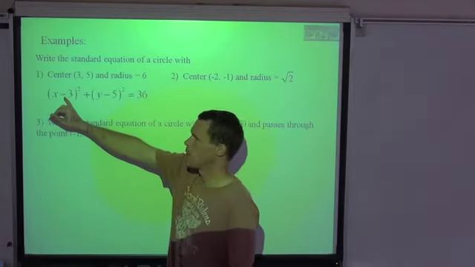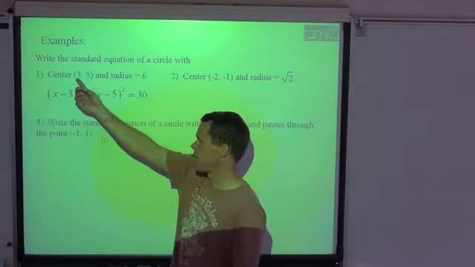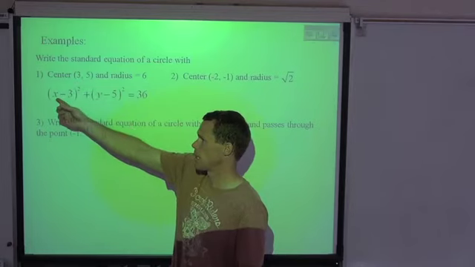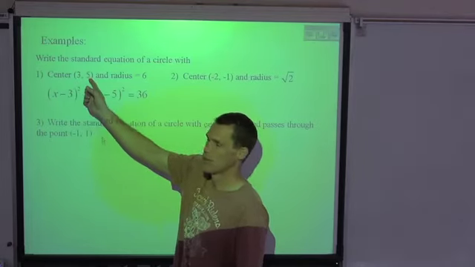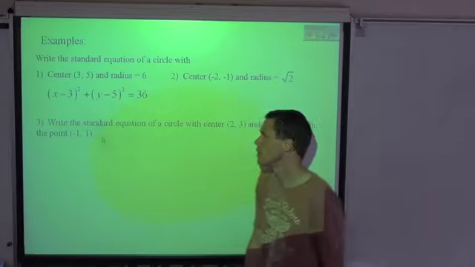And inside the parentheses is the opposite of h. H was 3, so it's the opposite, x minus 3. K was 5, y minus 5.